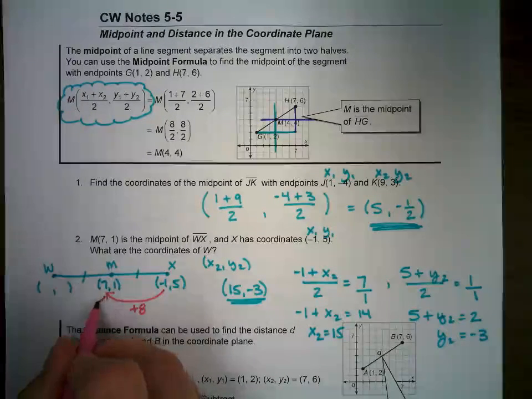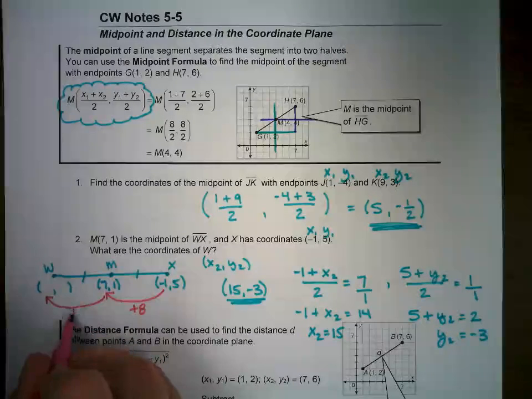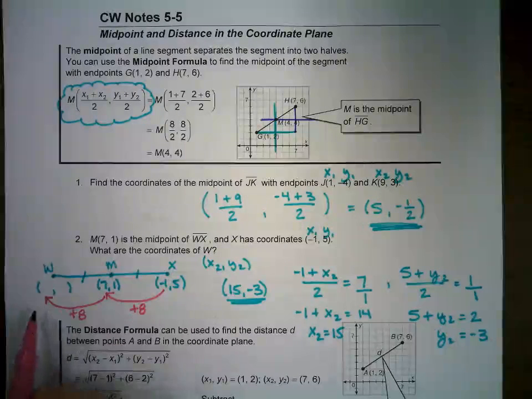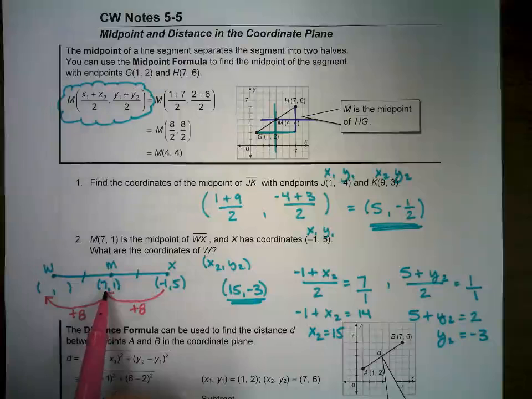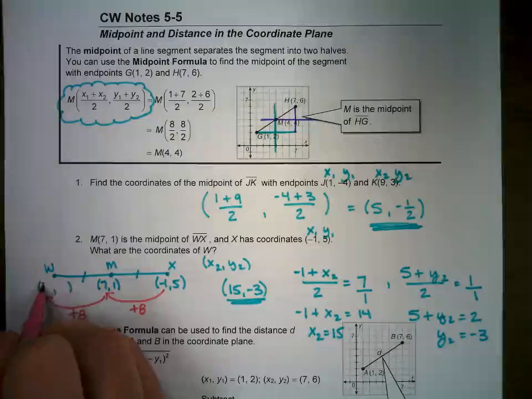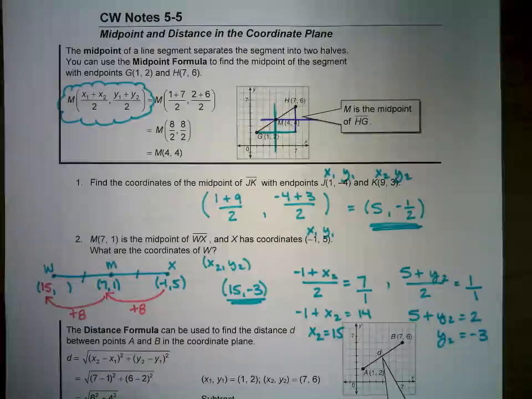So now I need to add 8 more to get to the other endpoint. So if 7 is halfway and I add 8 more, I'm going to get 15, right?